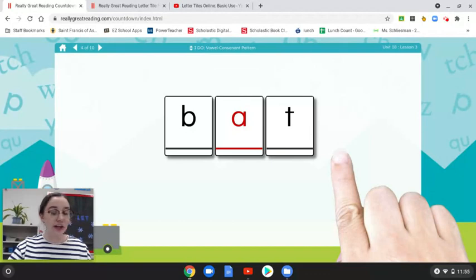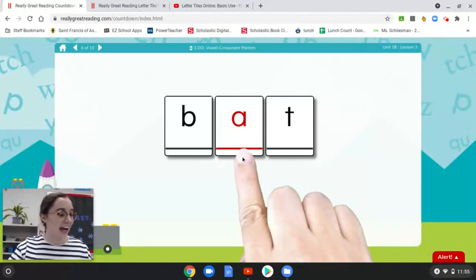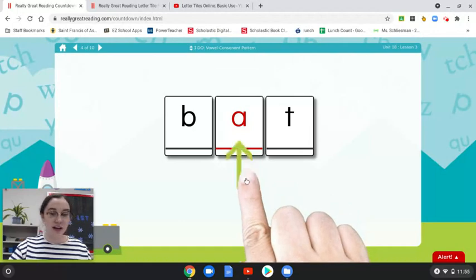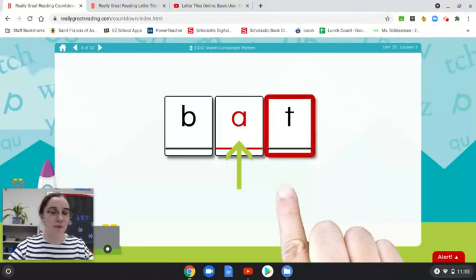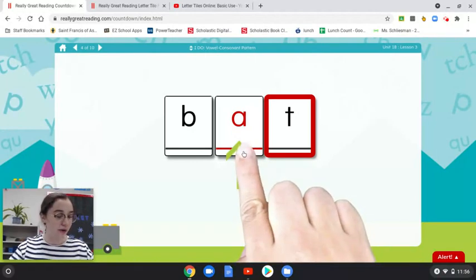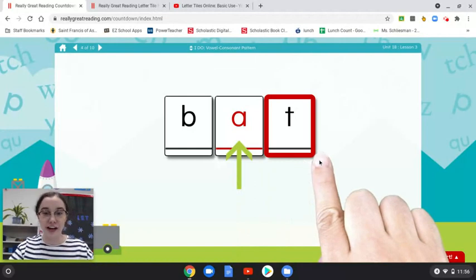Do you see a vowel letter in this word? Yes. What is the name of that vowel letter? A. Does the A have a consonant letter after it? Yes. What is the name of that consonant letter? T. Does this word have our pattern, our vowel consonant pattern? It does. What is our pattern? One vowel with one or more consonant after it.